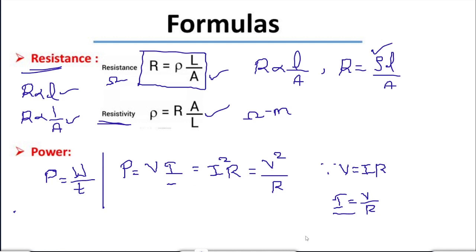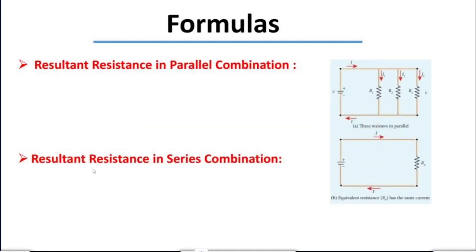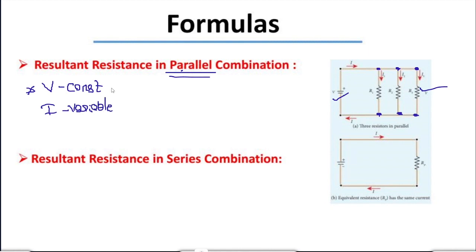Okay, power consumption. Fine. And the next very important point is the resultant resistance in parallel combination and series combination. So if we have resistances, we can connect them in this way. So here what's happening? All the ends are connected to one end of the terminal, and all the other remaining ends are connected to the other end, right? So this type of connection is known as a parallel connection. And here one more important point, in parallel connection, voltage is constant and current is variable. Current varies in parallel combination.